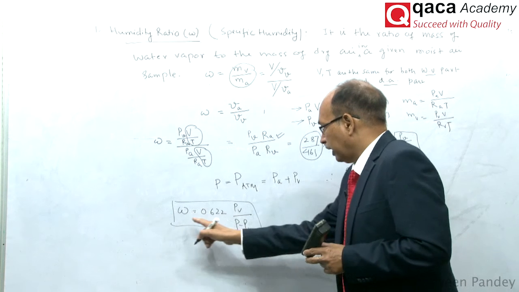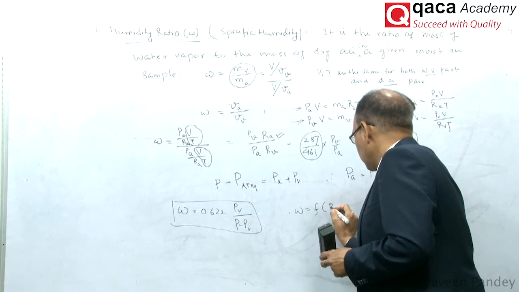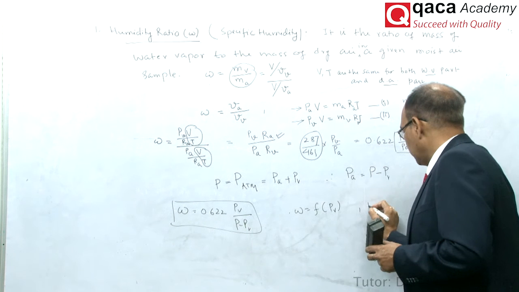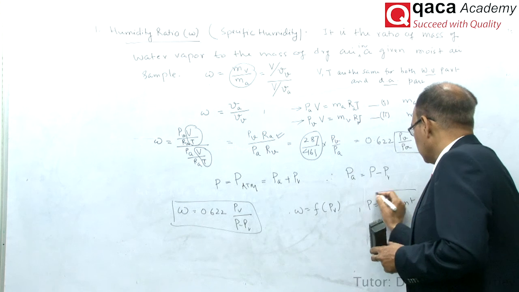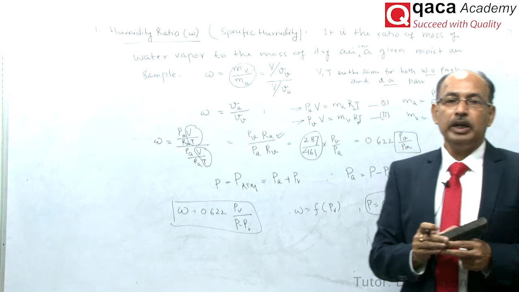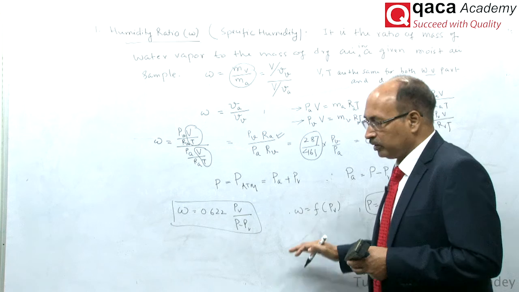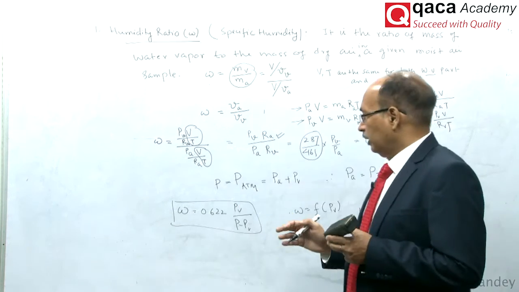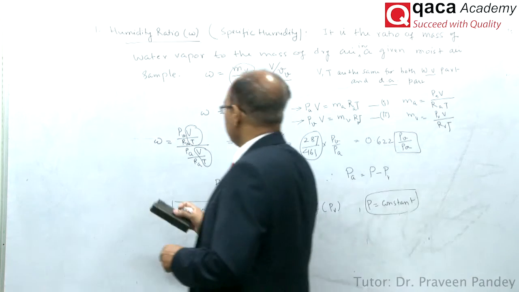And also we can see that specific humidity omega is a function of partial pressure of water vapor, as P, which is atmospheric pressure, is constant. Total atmospheric pressure does not change. So, therefore, specific humidity depends only on the partial pressure of water vapor. This is very important because in air conditioning, the control of humidity is very important and omega is a key property.